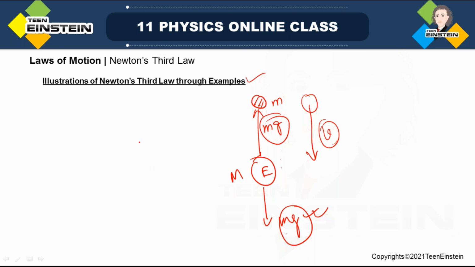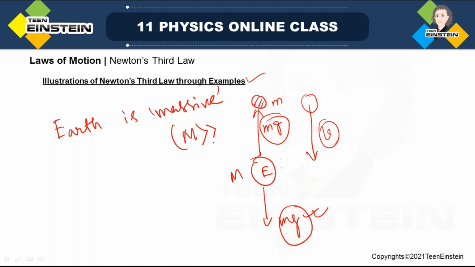Now, how can I believe that Earth also will feel the same force or reaction exerted by the stone itself? With the same force, it will be pulling. But why don't we see any change in the motion of the Earth? Because Earth is massive, very, very massive.